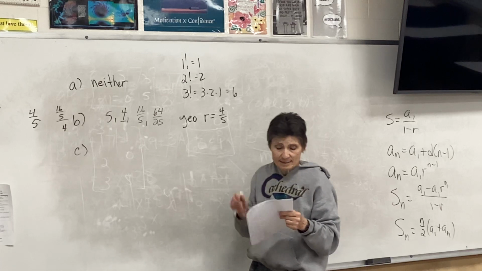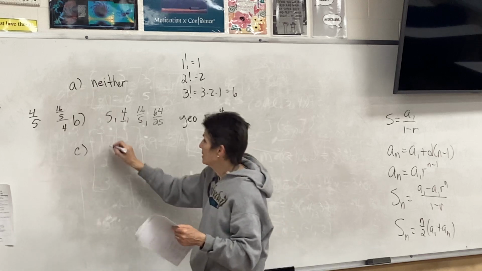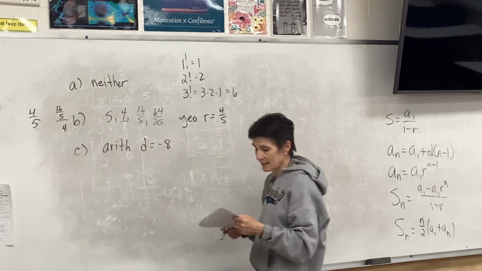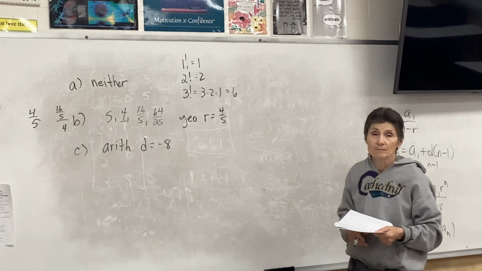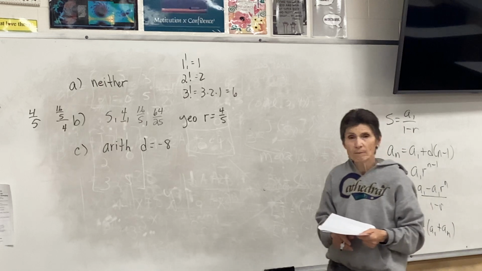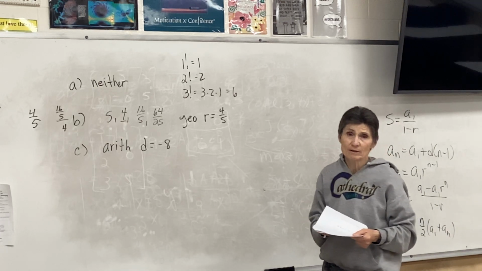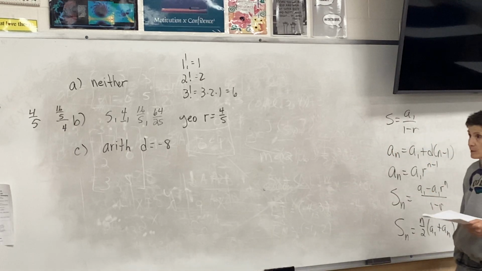All right. And the last one, see what's happening there. It looks like we're going down by 8. So it's arithmetic, and the difference is -8. Remember, in almost every problem we do, the first thing we have to decide is if we're arithmetic or geometric, because that's how we're going to know which formula to use.